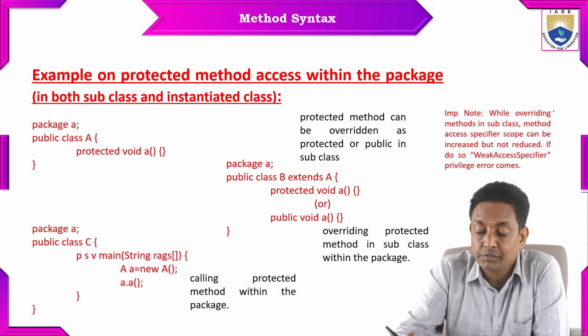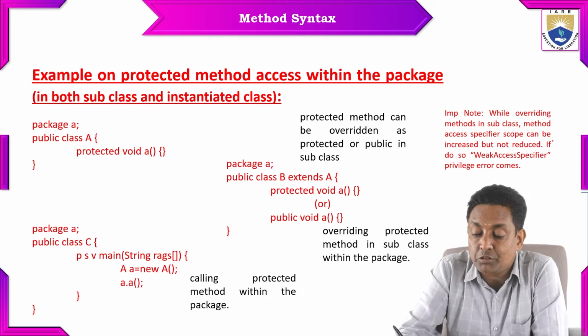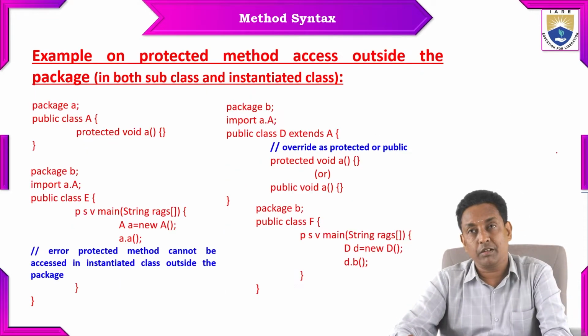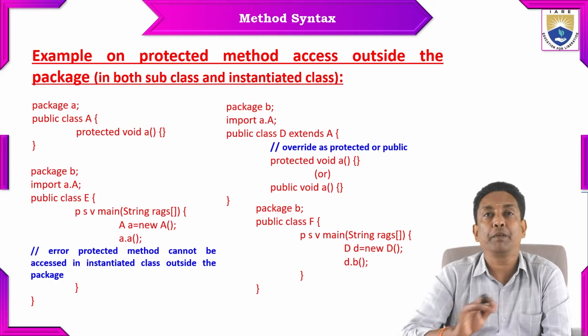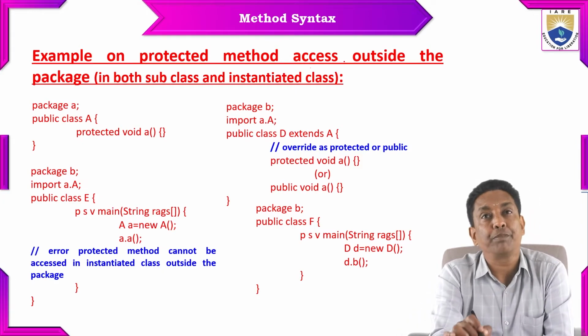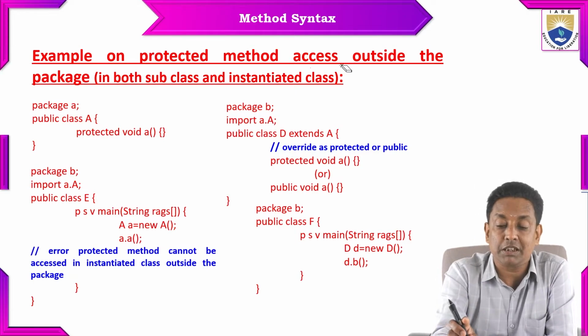Note: while overriding methods in a subclass, the method access specifier scope can be increased but not reduced. If you do so, a weaker access privilege error will come. Done. Now this is an example of protected method access outside the package, both in a subclass and by instantiating the class outside the package.